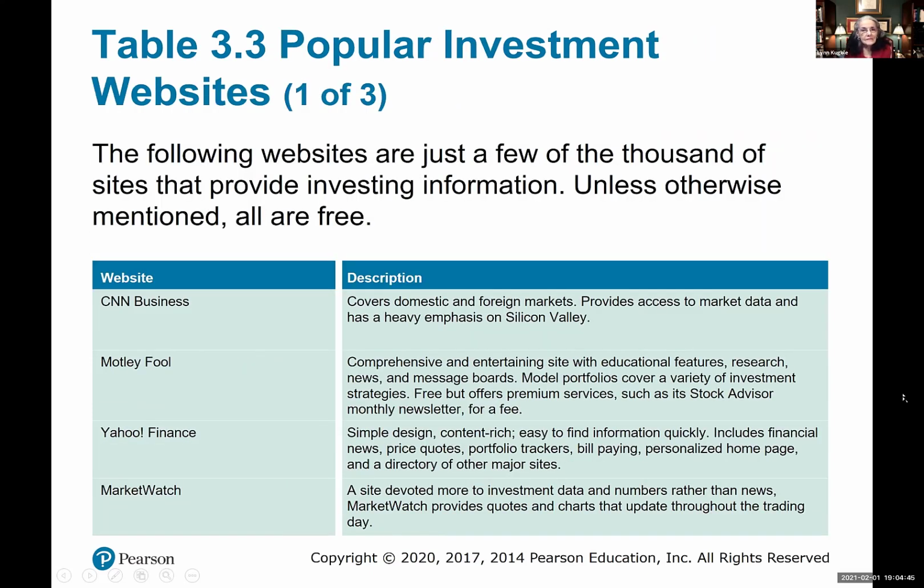Okay. The following websites are just a few. CNN Business, The Motley Fool. Yahoo Finance, as I say, is my personal one because it's just so easy. You pick a stock, type in the symbol, pick the stock, you get the quote. You can look at their income statement, their balance sheet, financial analyst recommendations, buy, sell, hold, whatever. It's all there.